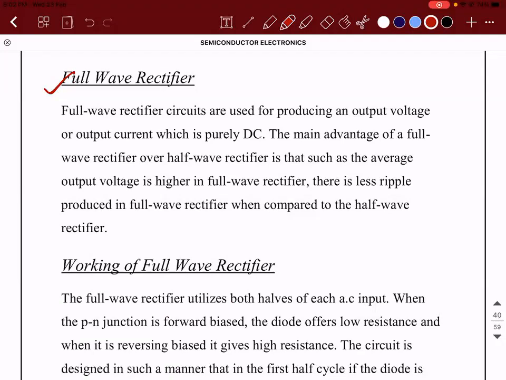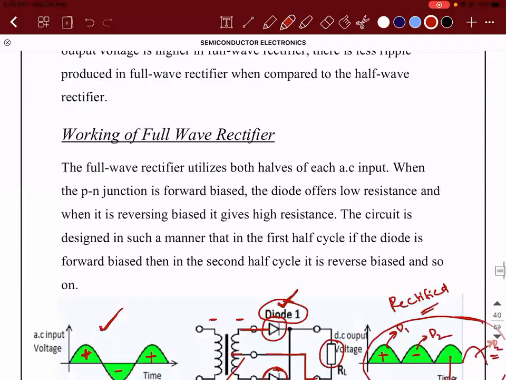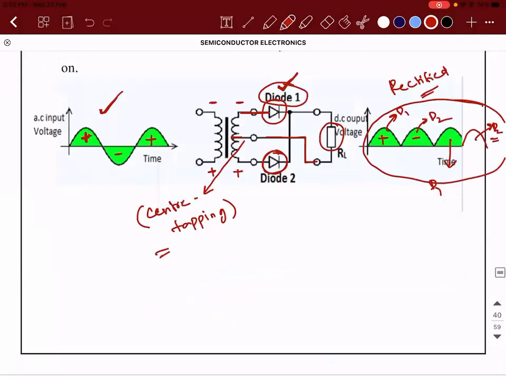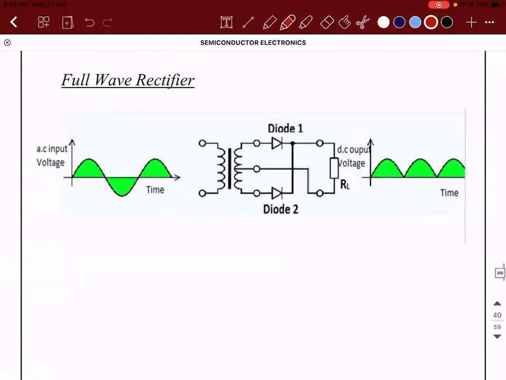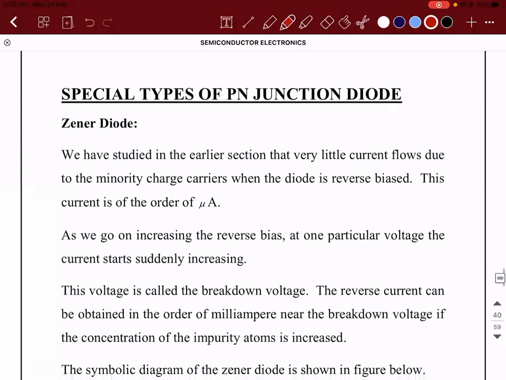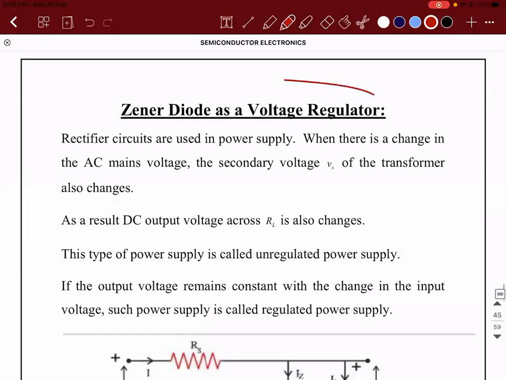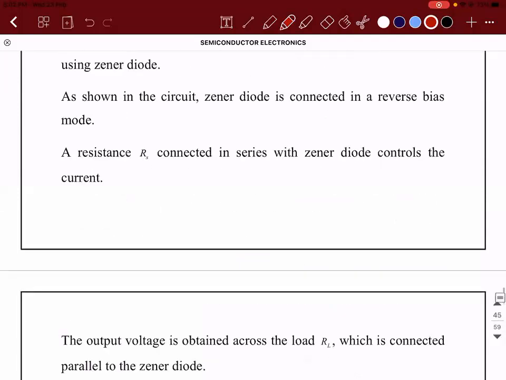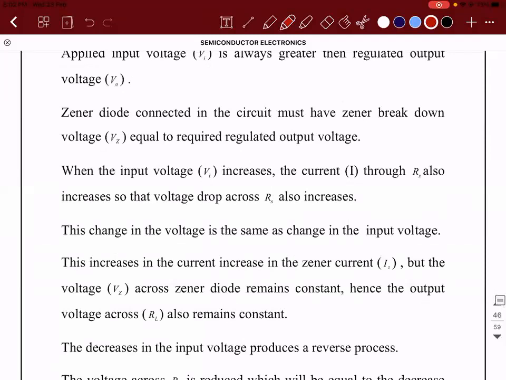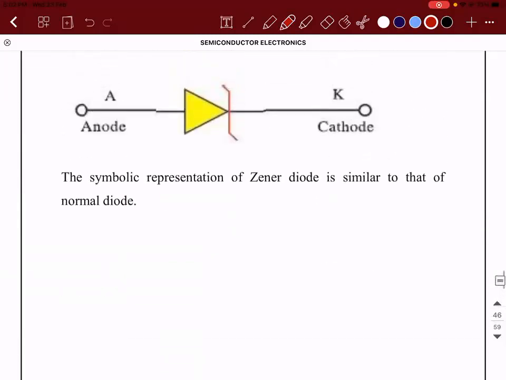Okay, is that clear, guys? So we saw how a PN junction diode works as a full wave rectifier. Now the next concept that we need to see is the special types of PN junction diode, where one is Zener diode and Zener diode's application as a voltage regulator, then the special types of diodes. For which I will need maximum half an hour of time. I'll try to arrange a class.